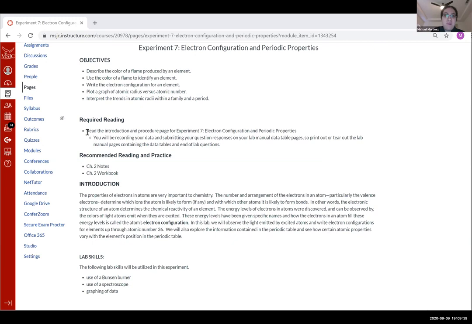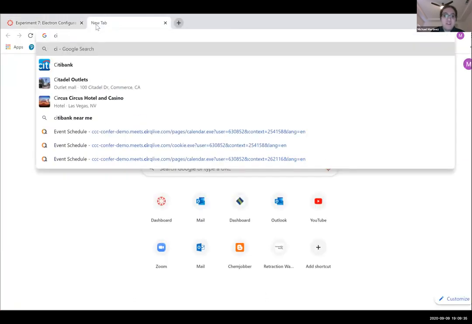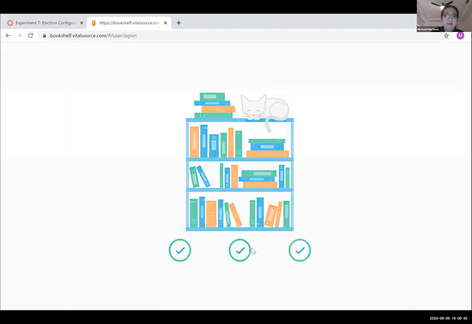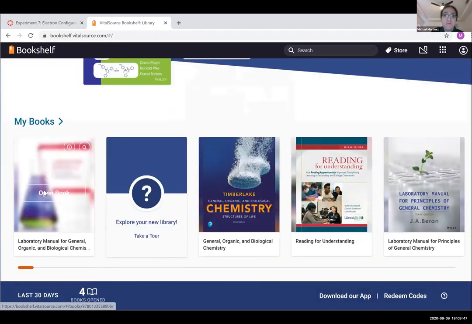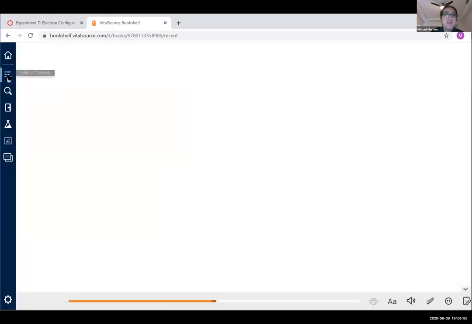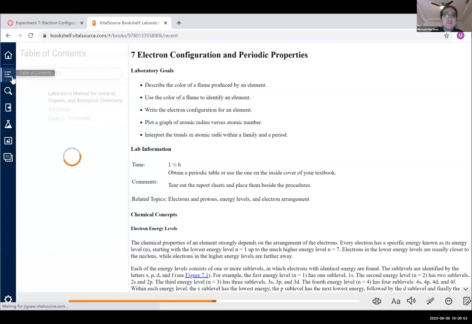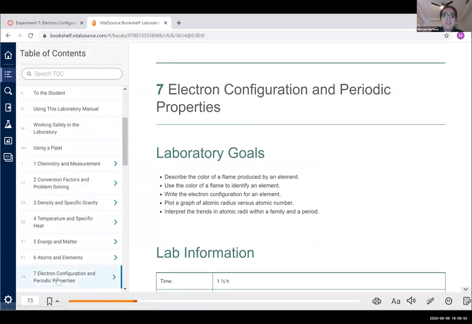Okay, so you're going to want to read through the manual page for experiment 7. Just to show everyone where that is, if we go to Vital Source, which is where I access my ebook version for this text. If you have a different source, that's perfectly fine. You'd open up your lab manual and go to lab number 7 titled Electron Configuration and Periodic Properties. Is everyone able to find this lab in their lab manual?